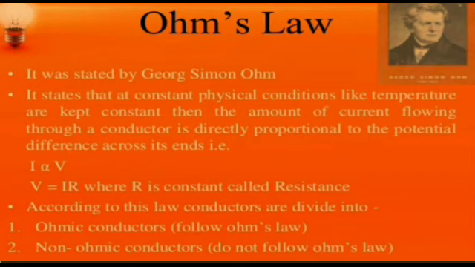According to this law, conductors are divided into ohmic conductors and non-ohmic conductors. Based on Ohm's law, there are two types of conductor classified. One is ohmic conductor, the other is non-ohmic conductor. An ohmic conductor obeys Ohm's law, that means it follows Ohm's law. A non-ohmic conductor does not follow Ohm's law, that means it does not obey Ohm's law.